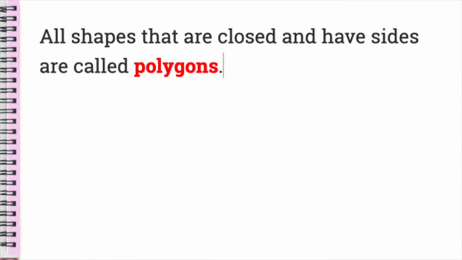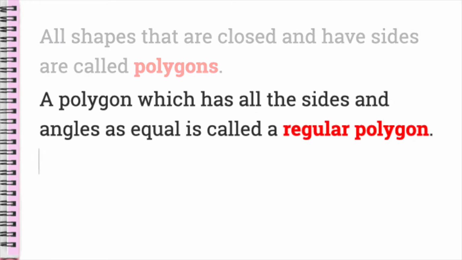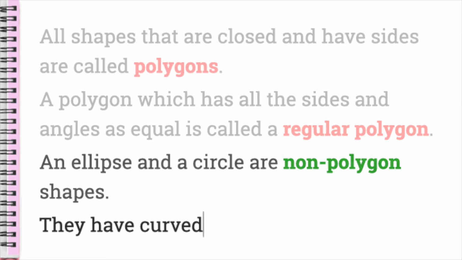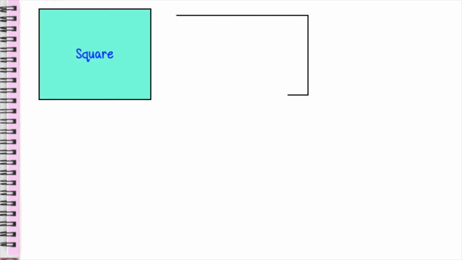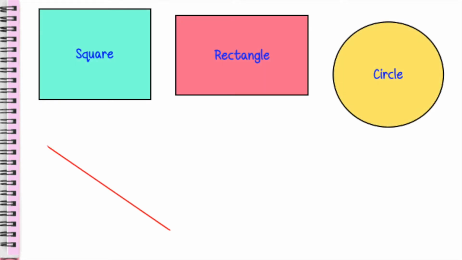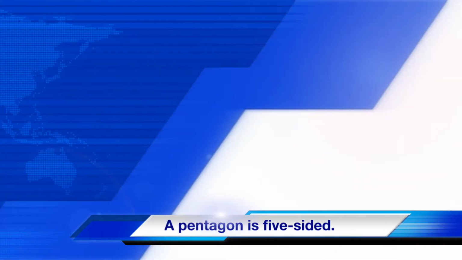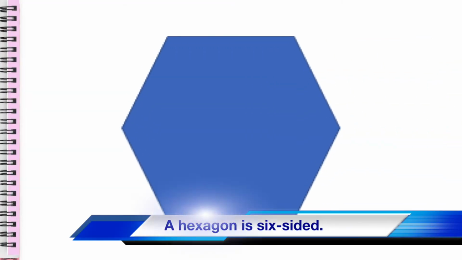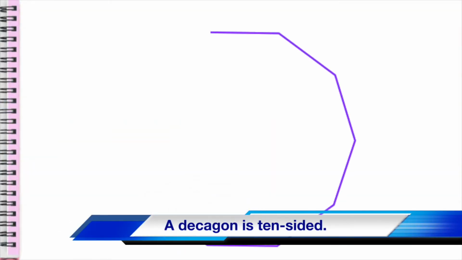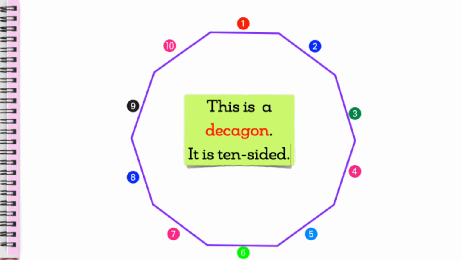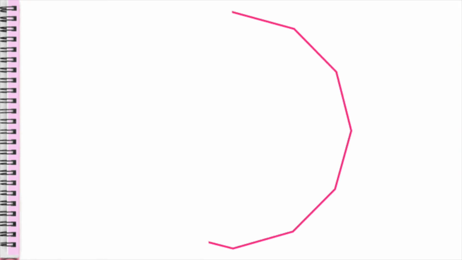All shapes that are closed and have sides are called polygons. A polygon which has all the sides and angles equal is called a regular polygon. An ellipse and a circle are non-polygon shapes. They have curved boundaries. The basic types of 2D shapes include the following: a square, a rectangle, a circle, a triangle, a pentagon, which is 5-sided, a hexagon, which is 6-sided, a heptagon, which is 7-sided, an octagon, which is 8-sided, a decagon, which is 10-sided, and a dodecagon, which is 12-sided.